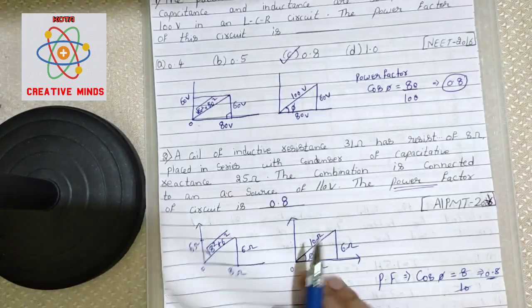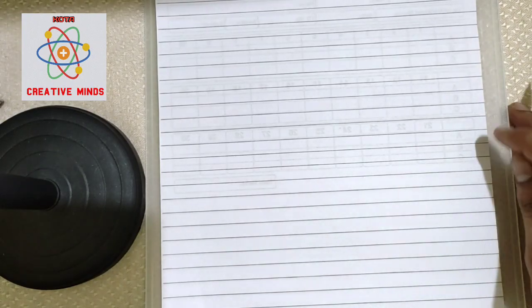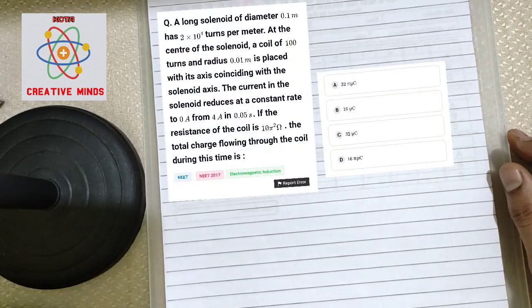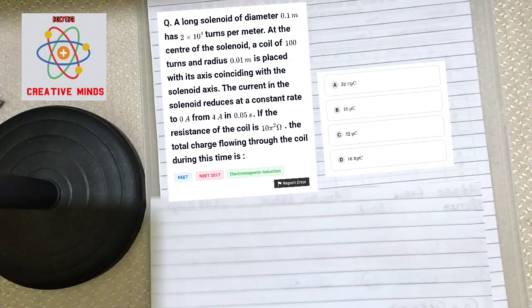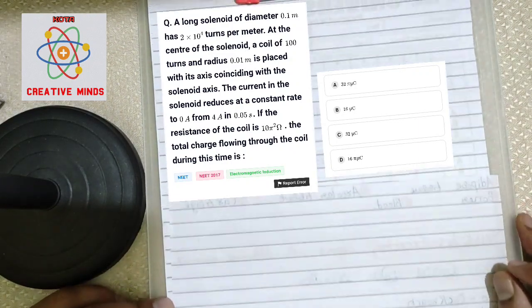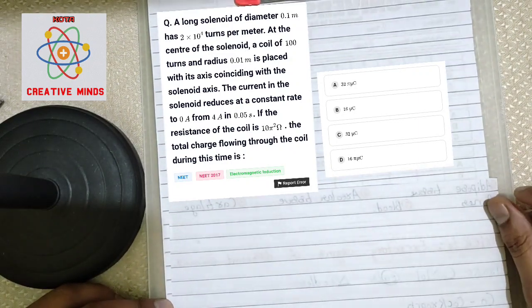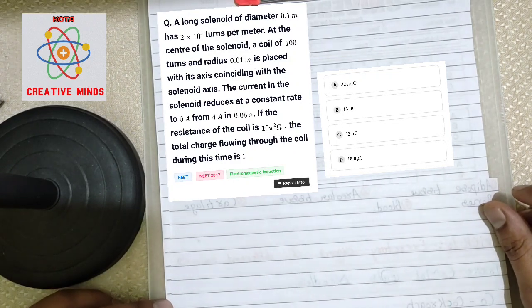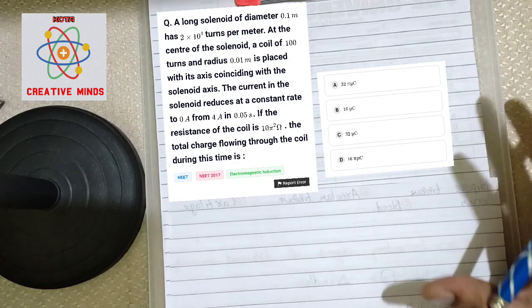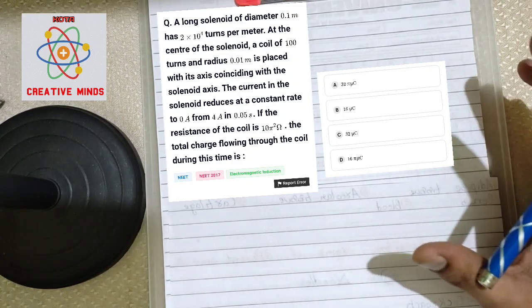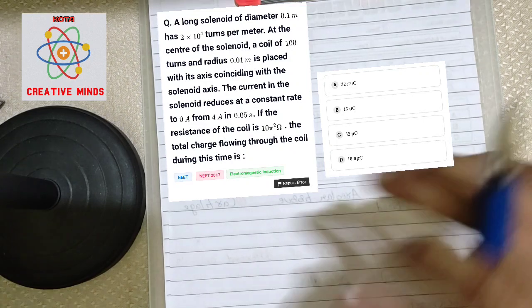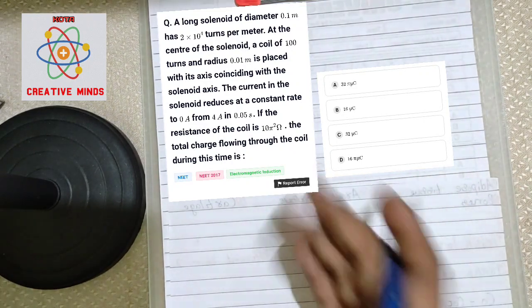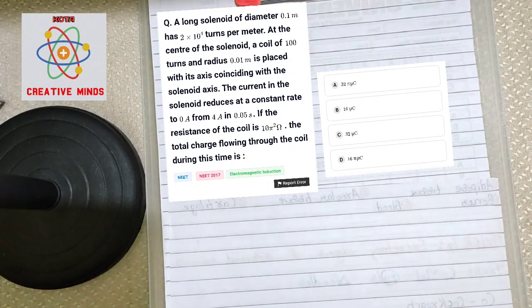Now let us move to question number 3, or trick number 3. Now question number 3 is somewhat like, I'll solve on this paper. Now you can see the question here. A long solenoid of diameter 0.1 meter has 2 into 10 power 4 turns per meter. At the center of the solenoid, a coil of 100 turns and radius 0.01 meter. Somewhat a long question. See, the question itself is so long, right?